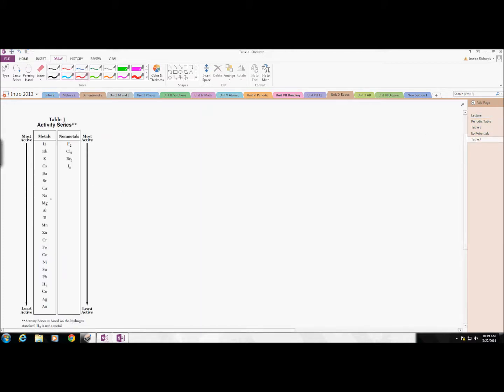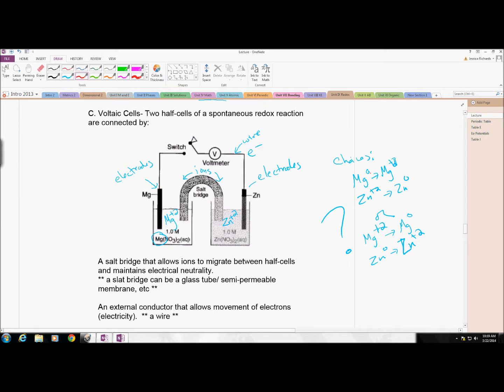So we find magnesium and we find zinc, and we say magnesium's higher, and we said that on Table J, the highest one is the one that is oxidized. So which set has magnesium being oxidized, from 0 to +2 or +2 to 0? Oxidation, the number is going to go up. So this is my correct choice, and this is not going to happen. This is the spontaneous reaction. So I know that the magnesium is being oxidized and the zinc is being reduced.